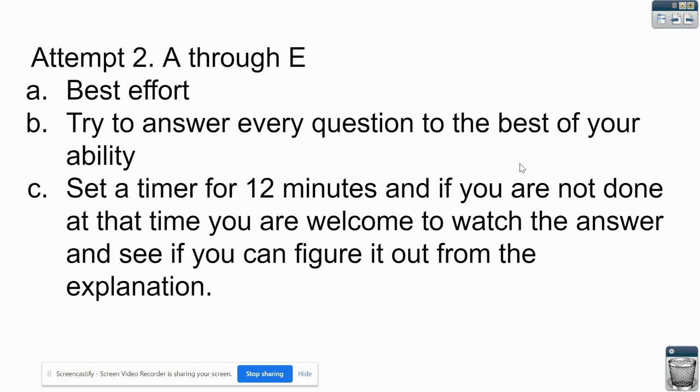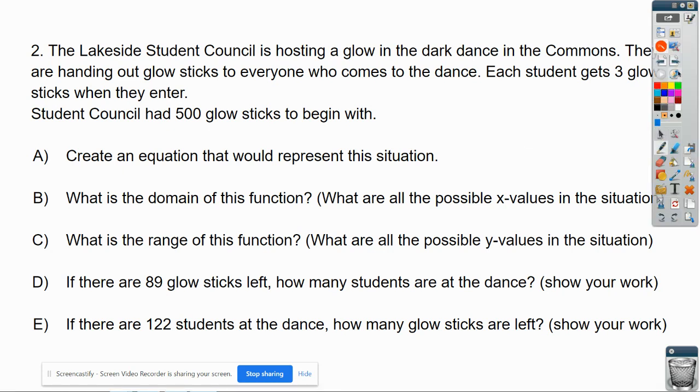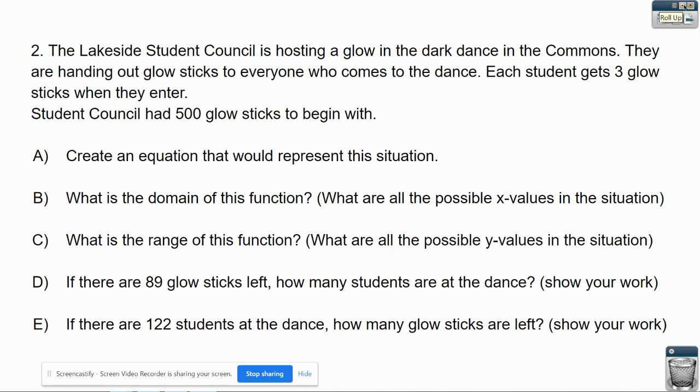All right, guys, we're back. So hopefully you had enough time to make a good attempt at number 2. Let's run through this and really see what we're made of. So create an equation to represent this scenario.